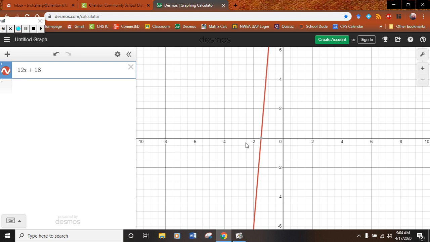Oh, technology. All right, so if you look here, here's our point of inflection, negative 3 over 2, which is negative 1.5.